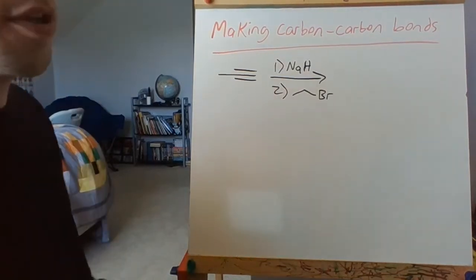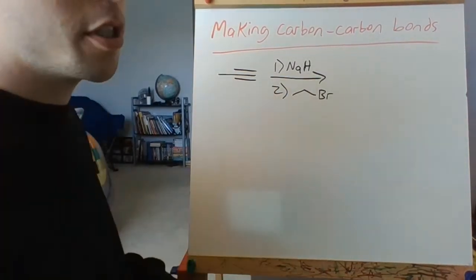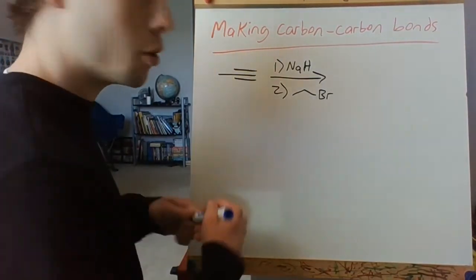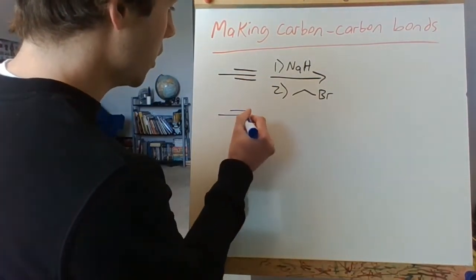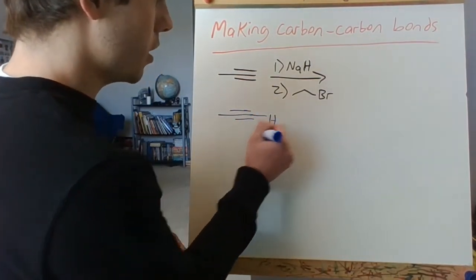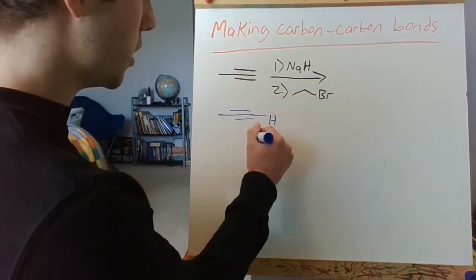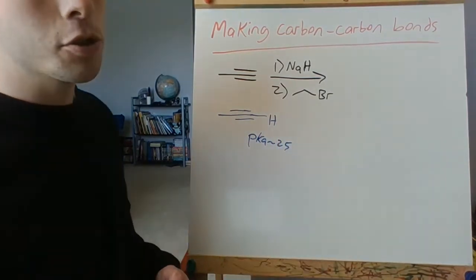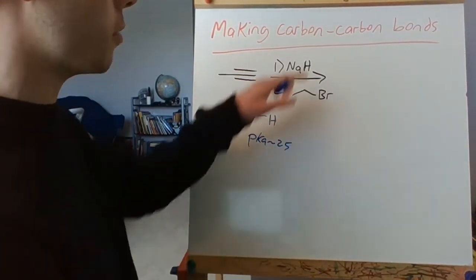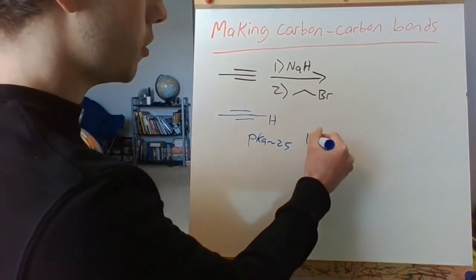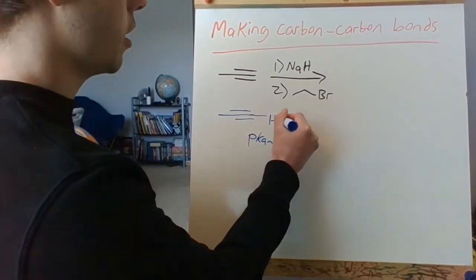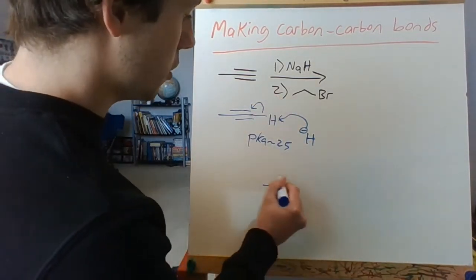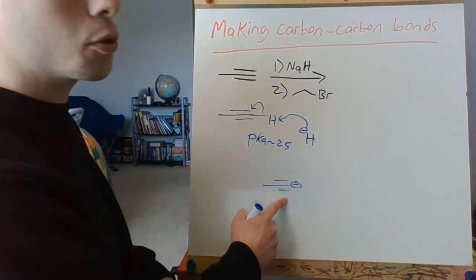Alright, so making carbon-carbon bonds in organic chemistry is very important. And we've seen in previous videos where we can take a terminal alkyne, like this one shown here, and it has an acidic proton off the terminal carbon with a pKa of about 25. And so if we use a strong enough base, we can deprotonate this, something like sodium hydride. Remember, this acts as a base. It comes in, grabs the proton, and we put a negative charge onto the carbon. And so this gives us a nucleophile.